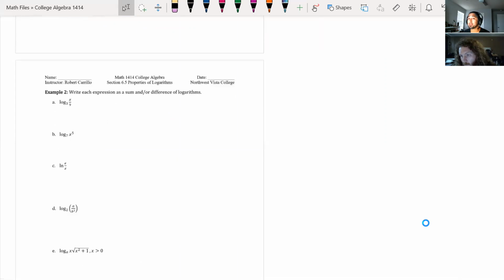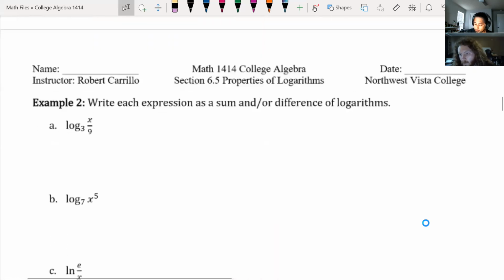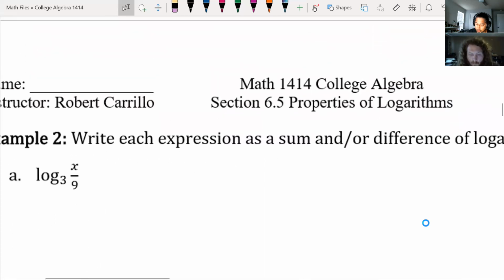So now for the next examples, we're going to take each of the log expressions and write them as a sum or difference of logarithms. So we're going to expand them by those three important rules on the first page. Okay. So A, you have log base 3 of x over 9.